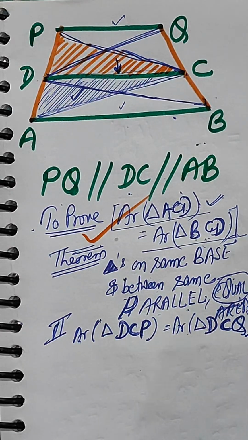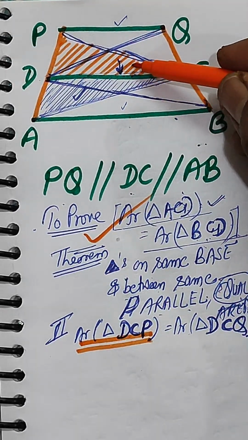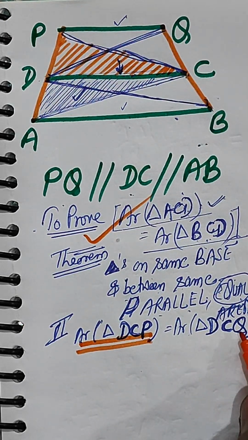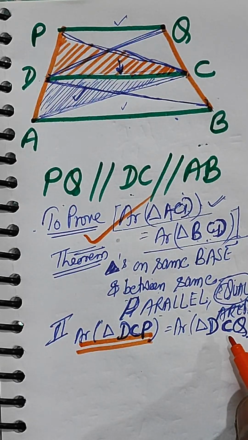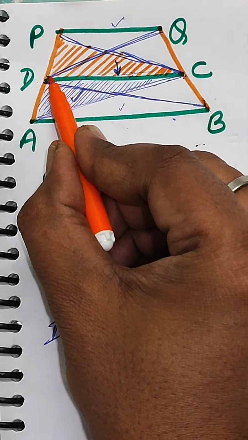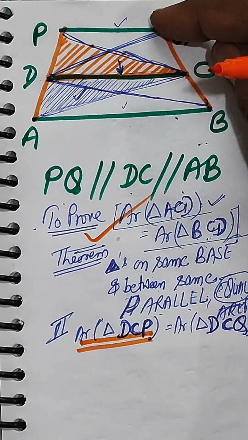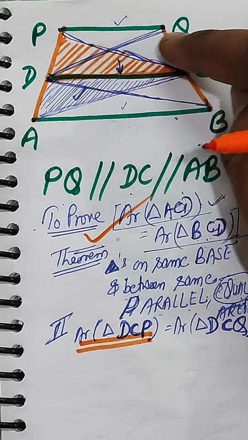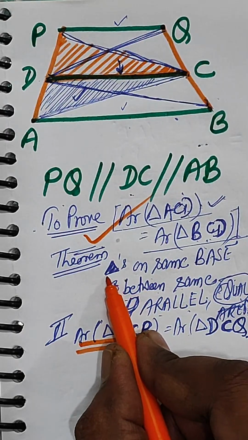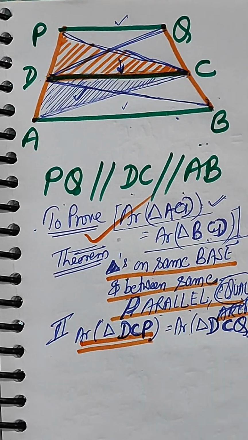So from here we can see this DCP, which I have highlighted in orange. This is on the same base DC, right? And if you see DCQ, DC is the same base, and you can see PQ and CD are parallel lines, and both of these triangles are lying between the same parallels. So again the same theorem will be valid. Triangles on the same base between the same parallels are equal in area, right?